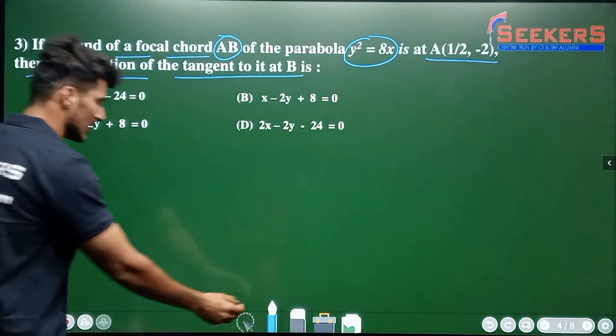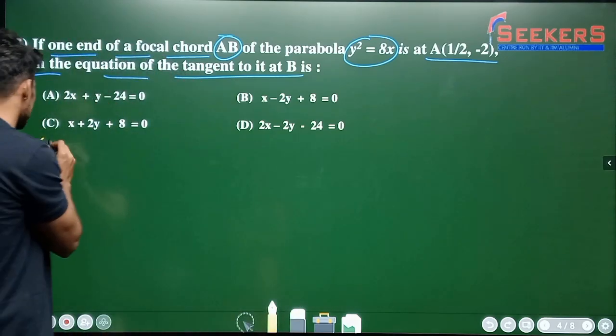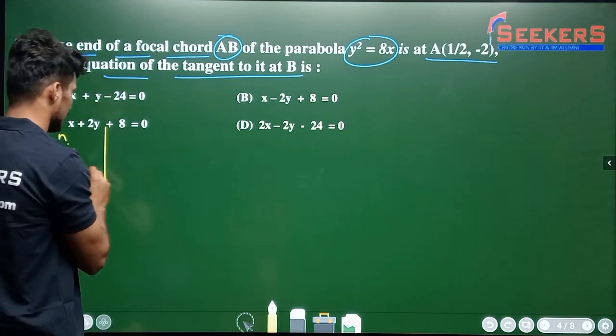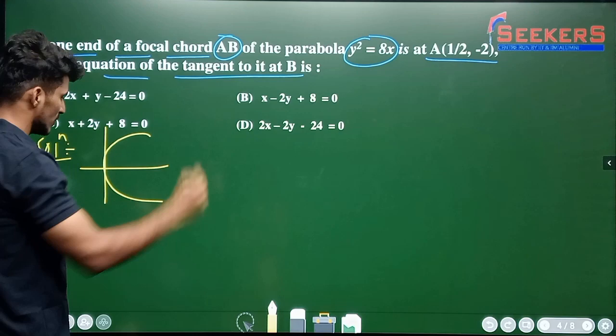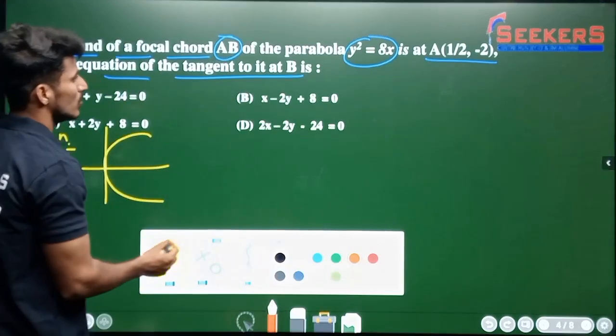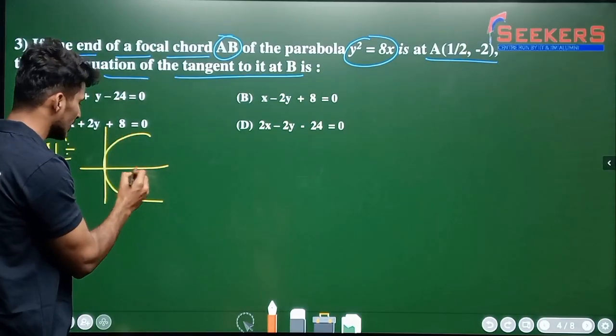So let us try to draw the diagram first. Look at this, what he has given here. First let me have a diagram. What type of parabola is this? Y square is equal to 8x parabola, so it opens towards the right hand side. And what he has given is one end of the focal chord. This is the focus.